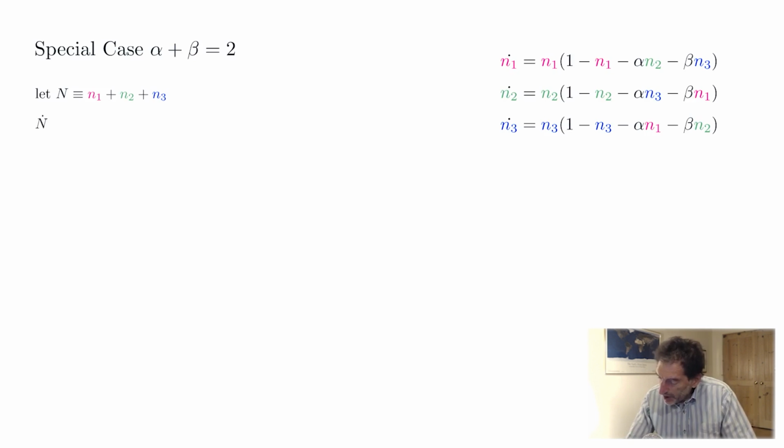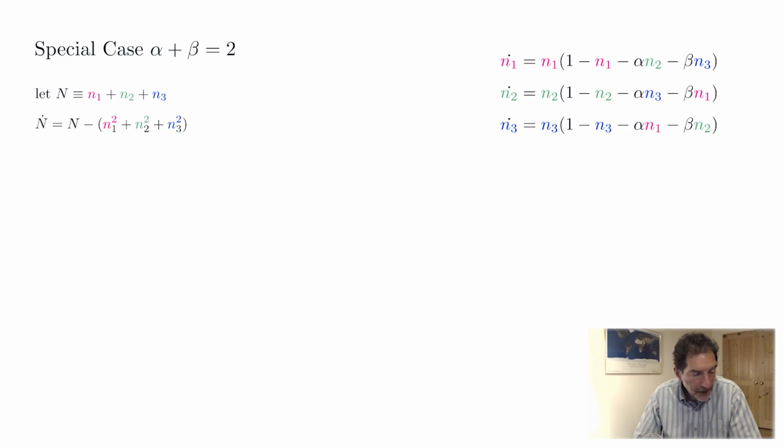If we add up the equations on the upper right, there's first of all the leading linear terms, n1 plus n2 plus n3, so that's N. And then we have minus, then you see there's quadratic terms. There's minus n1 squared plus n2 squared plus n3 squared. And then there's the terms that involve alpha, and if we add them all up, we'll find alpha times n1 n2 plus n2 n3 plus n3 n1. And similarly, terms with beta, and it's exactly the same thing.